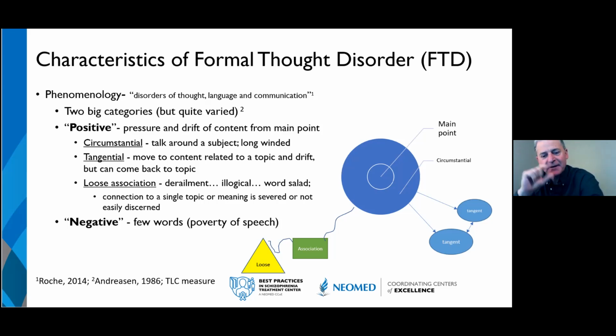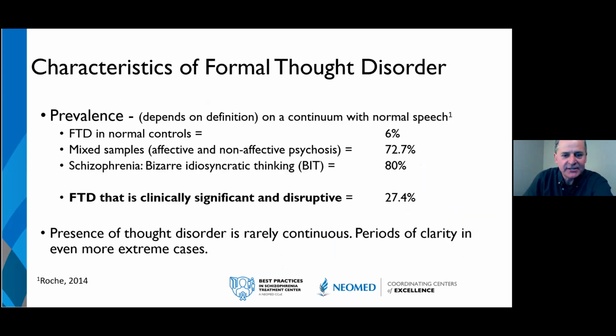Now, what we know about the positive and negative: the positive formal thought disorder is less persistent. It seems to be influenced by state factors or things in the person's circumstance. The negative thought disorder tends to be a little bit more stable over time. All right, so that's a little bit about the phenomenology.